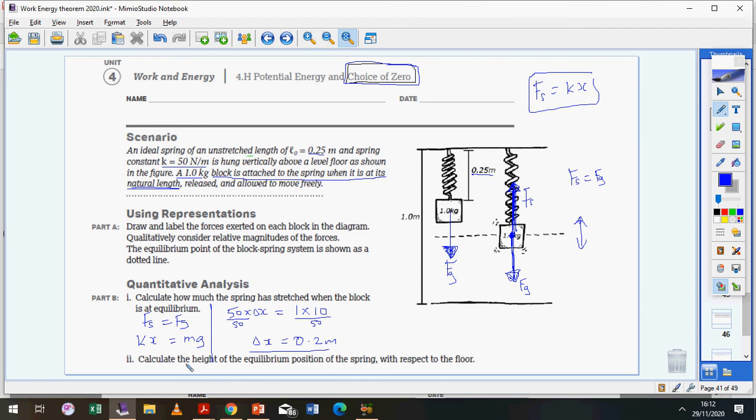But now calculate the height of the equilibrium position of the spring with respect to the floor. So what's this height of the equilibrium position? Well, we know that up here is 0.25. We know that it's extended 0.2 meters, right?